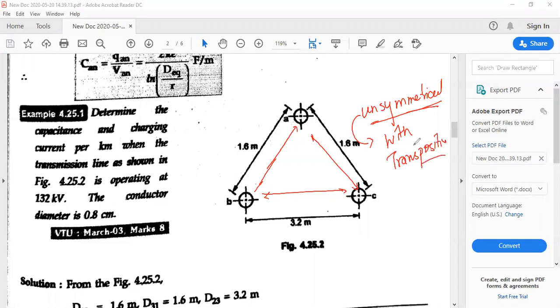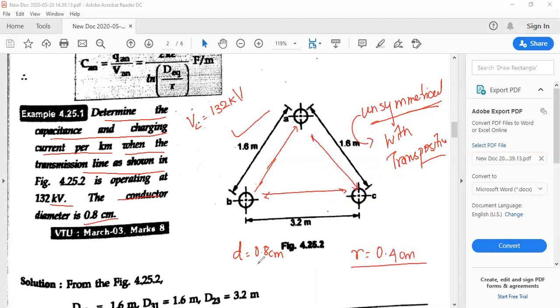And this is the first problem that we are going to deal with now, which is: determine the capacitance and charging current per kilometer when the transmission line, as shown in the figure, is operating at 132 kilovolt. So the line voltage, always remember, is given as 132 kilovolt. The conductor diameter is 0.8 centimeter, and the radius is 0.4 centimeter. How do you get 0.4 from 0.8?